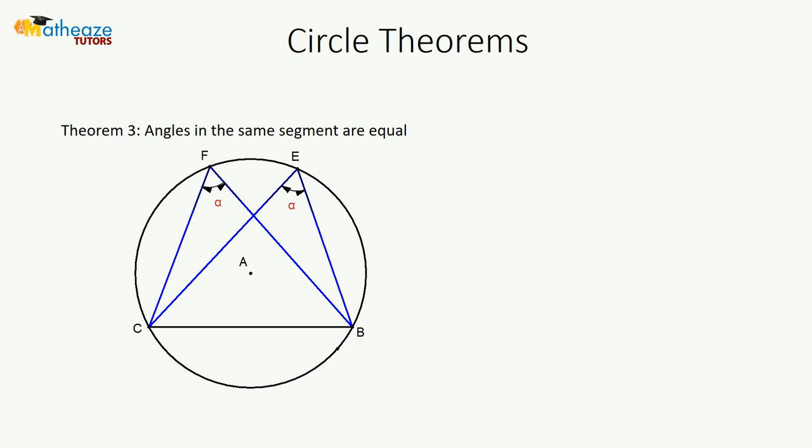Theorem number 3. Angles in the same segment are equal. So look at that right here. This is angle alpha, denoted by alpha, denoted by alpha. They are formed in the same segment, so they're going to be equal.